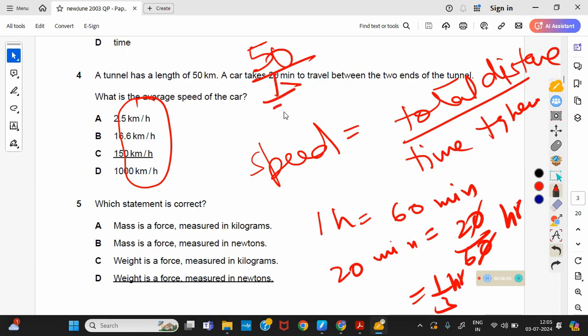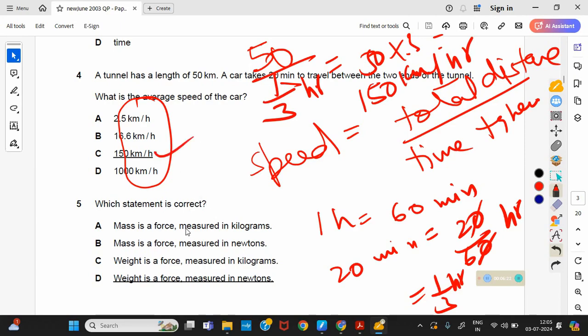Now if you take 1 by 3 hour in the denominator as time, then this will be equal to 50 times 3, which is 150. So this is equal to 150 kilometer per hour. Option C is right.